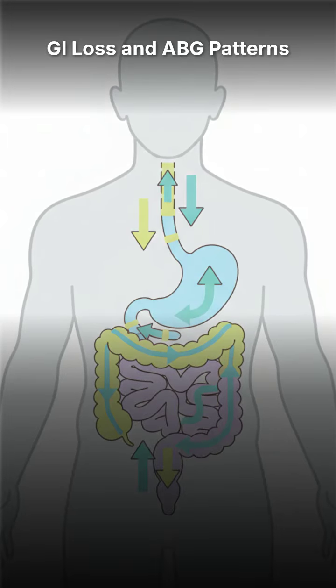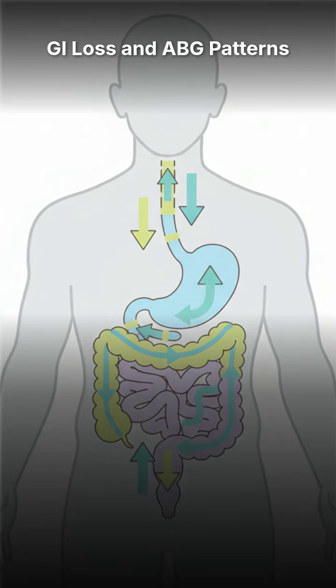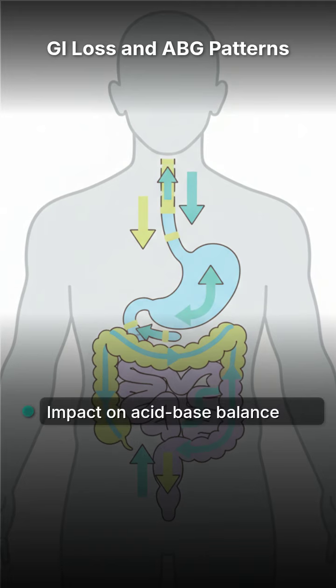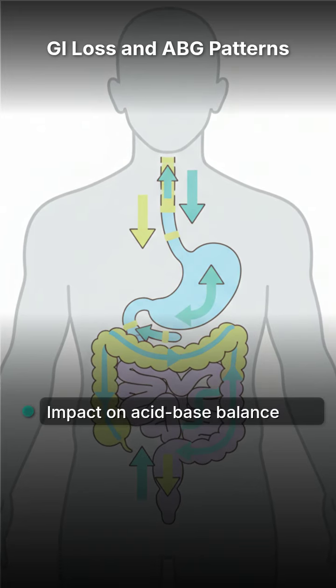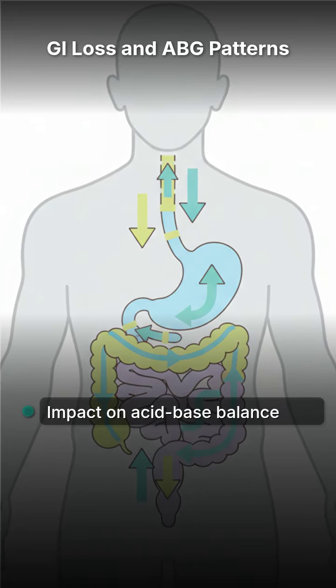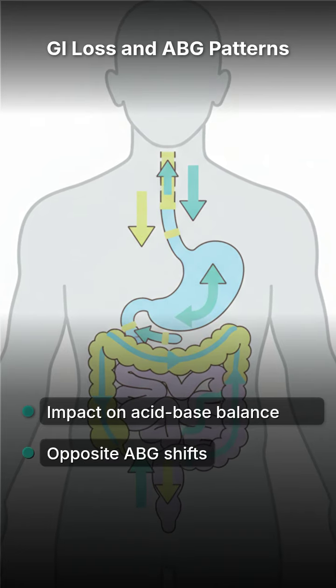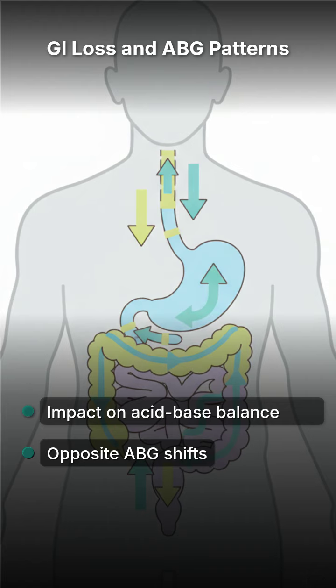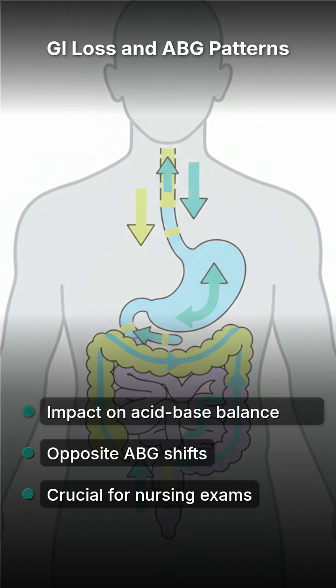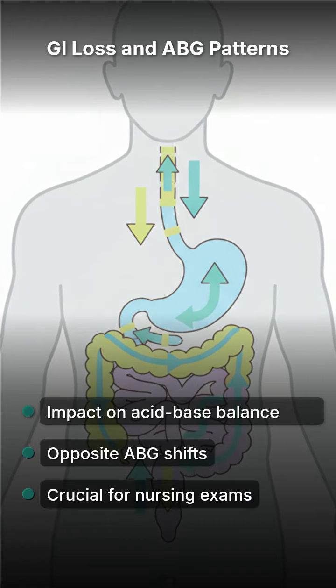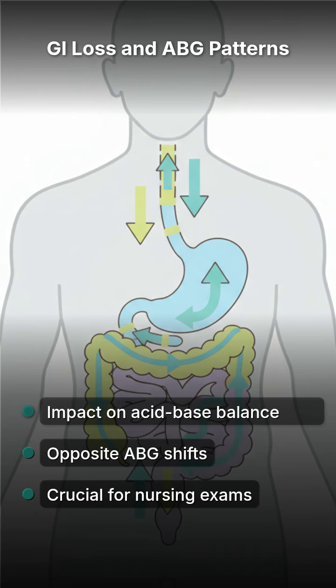Understanding how gastrointestinal losses impact acid-base balance is critical for nursing exams and clinical practice. Diarrhea and vomiting shift arterial blood gas values in opposite directions, requiring distinct clinical assessments. Recognizing these patterns early allows for prompt intervention and stabilization of the patient's internal environment.